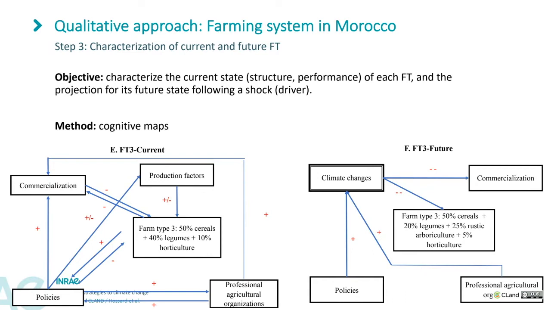And then we asked stakeholders to project these farm types into the future. So you can see here the main driver, which is climate change. And what they did is think about how climate change could be buffered by, for instance, policies or professional agricultural organization, and how that would affect the specific farm type we are talking about. For instance, they thought that professional agricultural organization could help farmers to change, could help them with technical management, for instance irrigation, and so somehow lower the effect of climate change on these farm types.